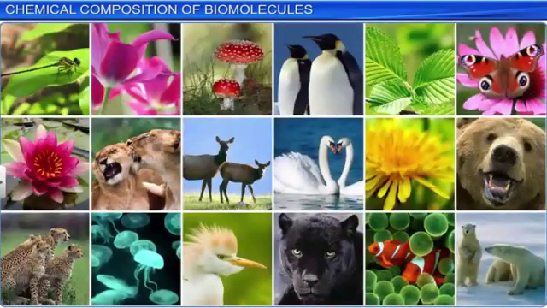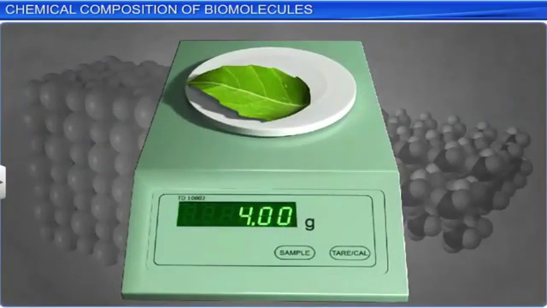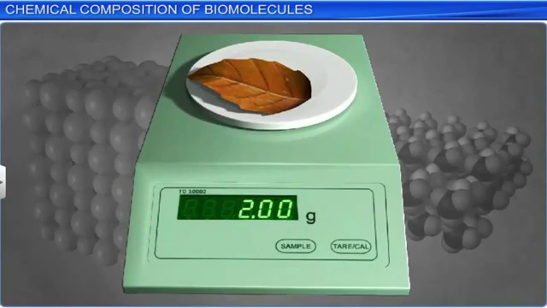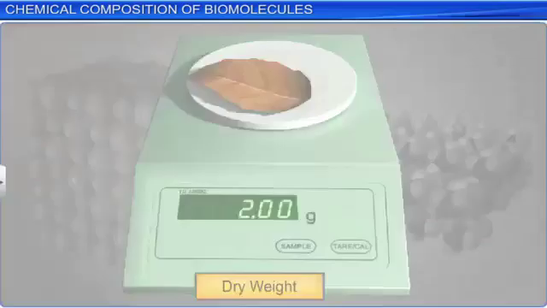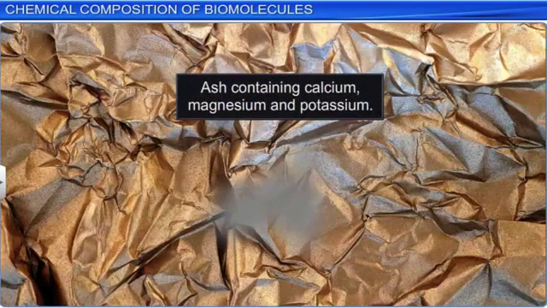Living beings are also composed of inorganic compounds such as sodium chloride and calcium carbonate. To analyze the constituents of inorganic compounds, we carry out the following process. We take a small amount of living tissue, such as a leaf, and weigh it. This weight is known as wet weight. Then we dry this leaf to allow the water to evaporate to get its dry weight. Now, when we burn the leaf, the carbon compounds get oxidized and the leaf releases carbon dioxide and water vapor. The remaining ash contains inorganic elements such as calcium, magnesium, and potassium.